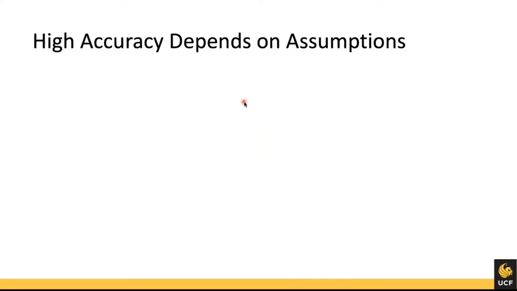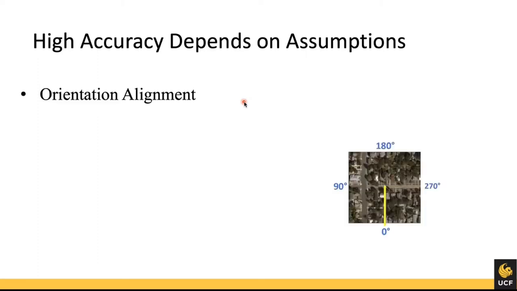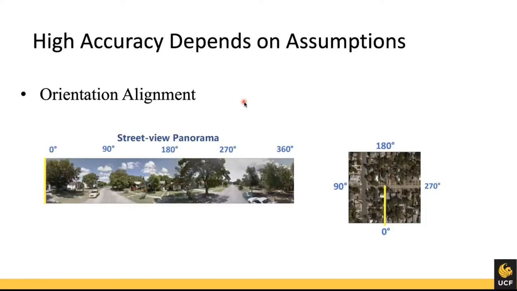So the recent cross-view image geolocalization methods are able to achieve high accuracy, but the high accuracy actually depends on several assumptions. One assumption is the orientation alignment. That is to say, the training and testing data sets are well aligned in terms of orientation.